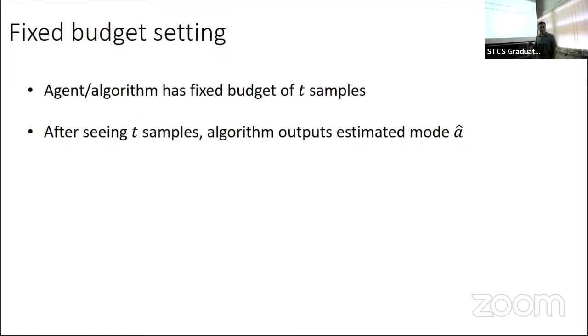In these kind of problems, there are two flavors in which one can ask this question of estimation. One of them is what is called the fixed budget setting. Fixed budget setting is very straightforward. I get to see T samples or T such observations from the population. At the end of that, the algorithm has to announce that this is my estimated mode, and one is evaluated based on the accuracy of said estimation.